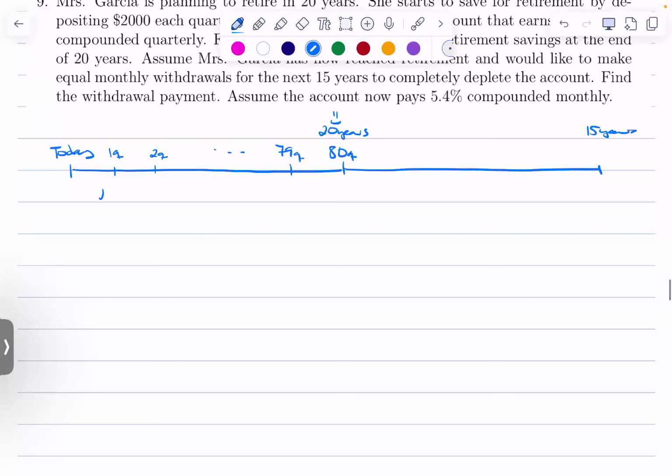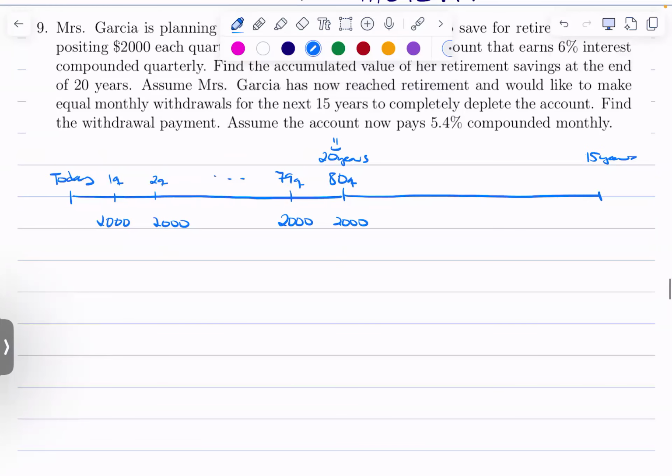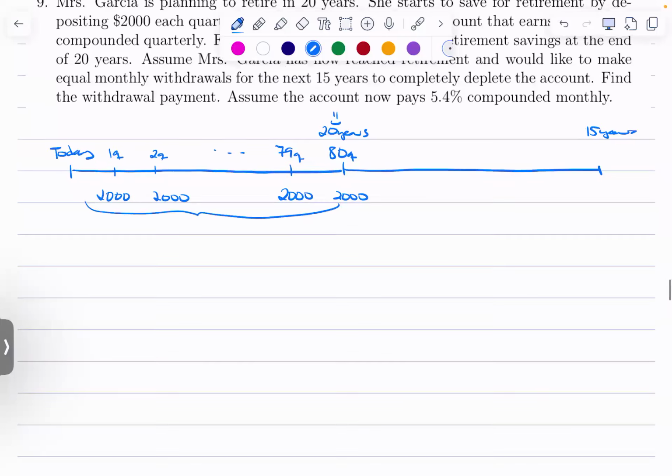And she's depositing $2,000 each quarter until she retires. Now that's going to be worth something when she retires. In fact, it's going to be worth A, right? Pulling that arrow forwards makes it an A, right? An accumulated amount.